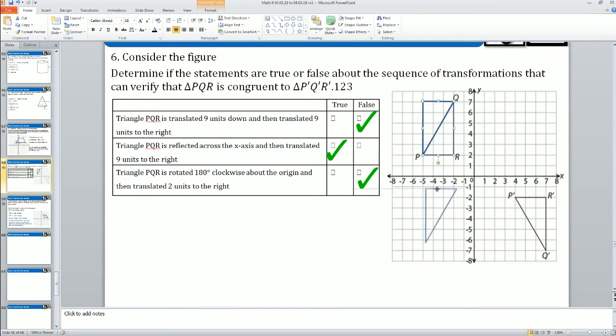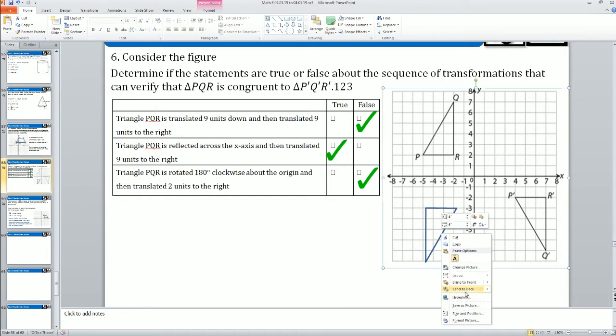Okay, right there. Goes from here, reflect it over here. Remember, when you reflect it, it has the same distance from that axis. So P to P prime, R to R prime, Q to Q prime. Is this right? Looks like it should be.